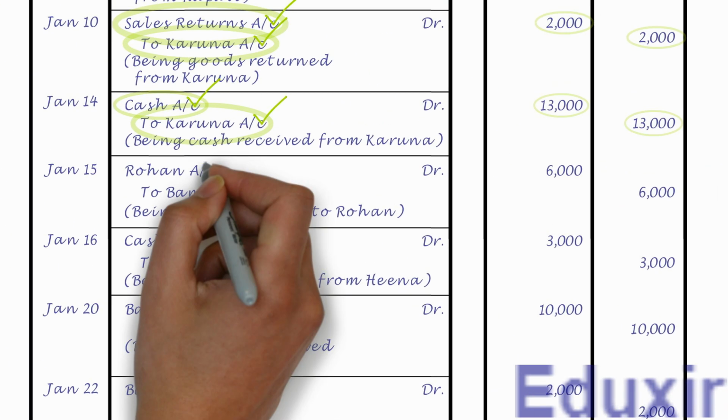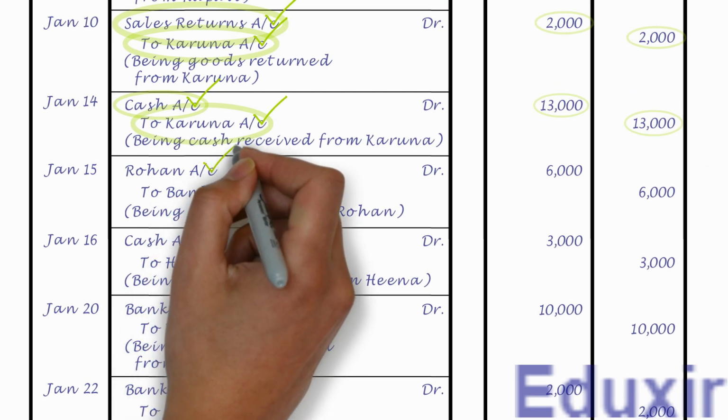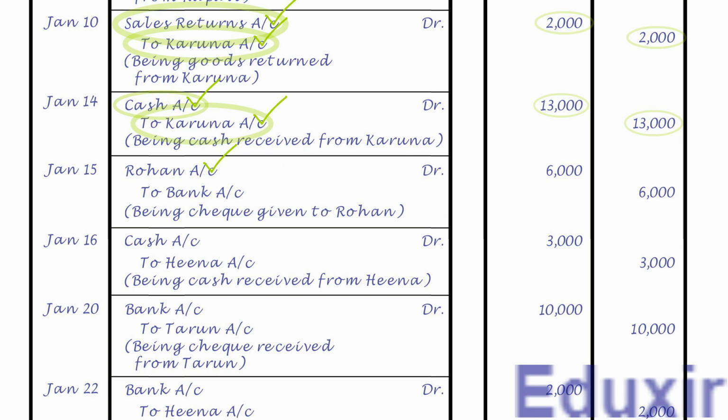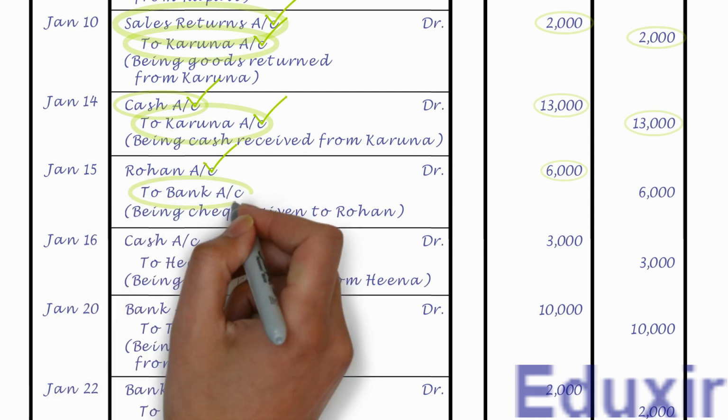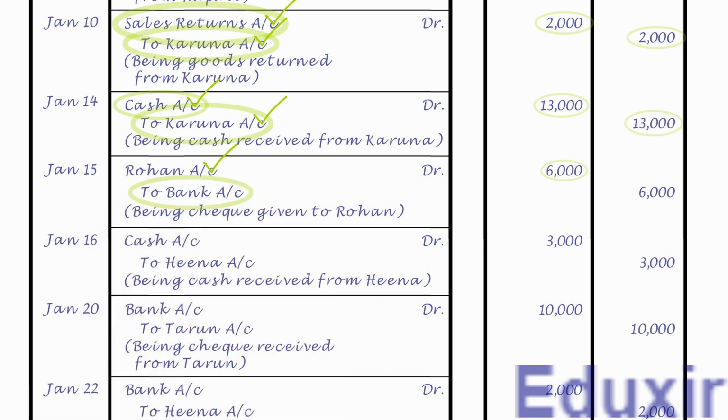As the name suggests, it needs to be posted on the debit side of Rohan account and the debit amount is 6,000 rupees. Note that the details that need to be posted into the particulars column is bank account. We already have Rohan account. Let us now post this entry into that account.